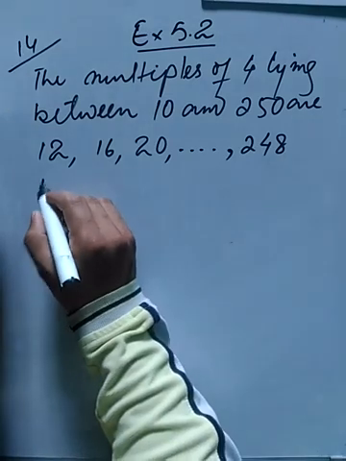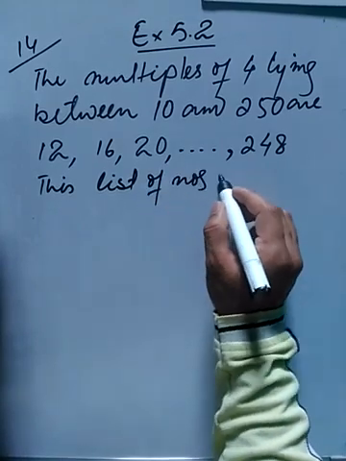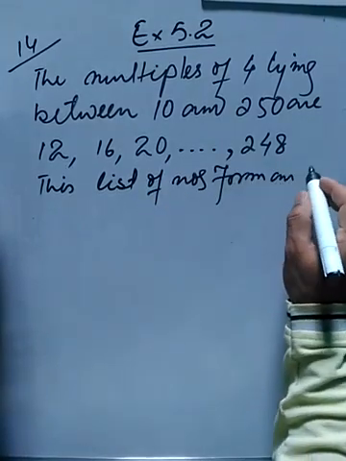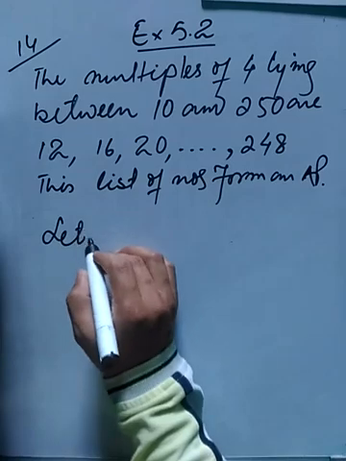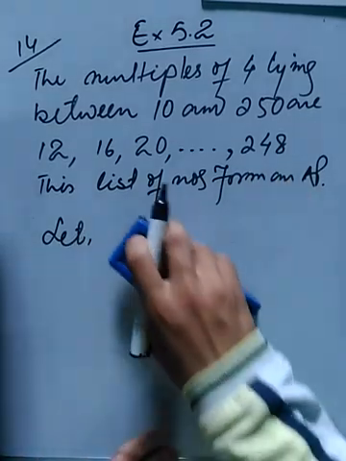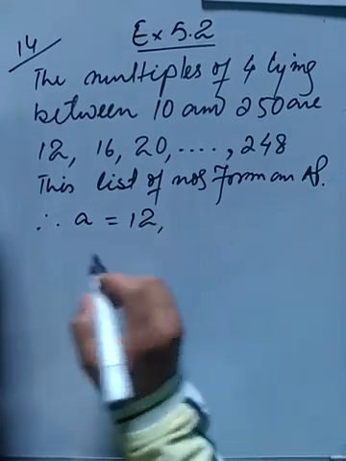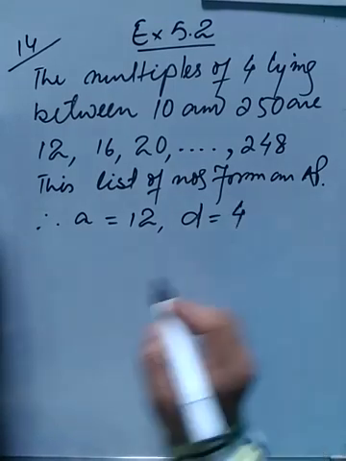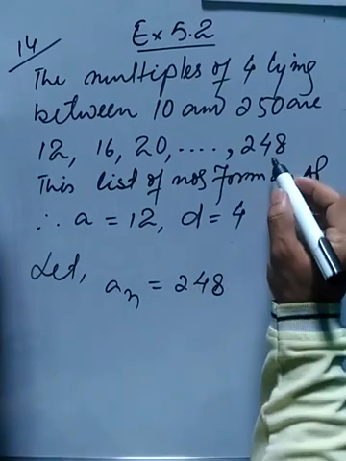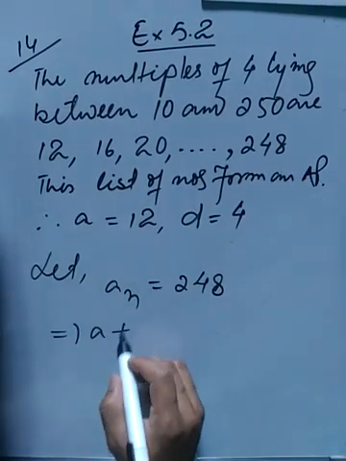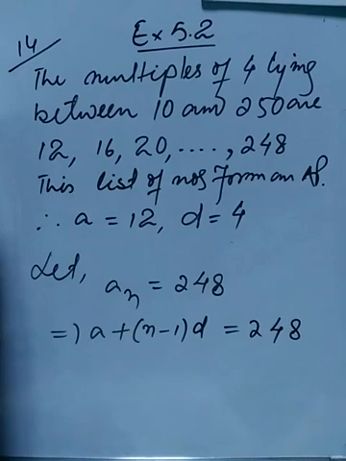So let me write here this list of numbers forms an AP. Before that, let me write the first term and common difference first. Therefore the first term is 12 and the common difference will definitely be 4. So let a_n equal 248. So here a plus n minus 1 whole times d, equal to 248.